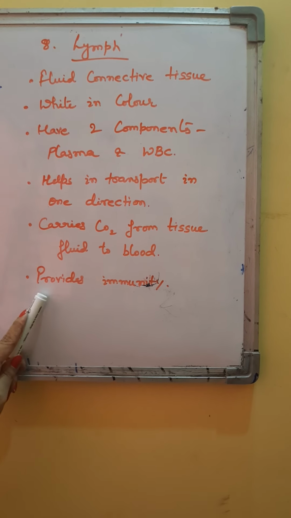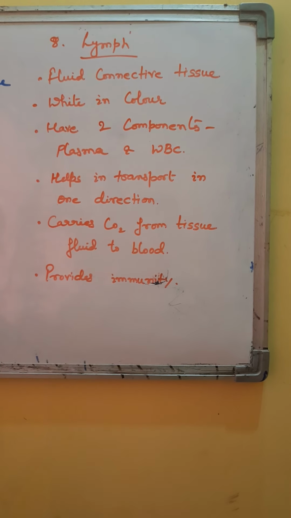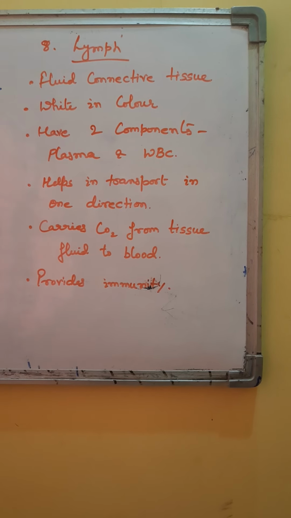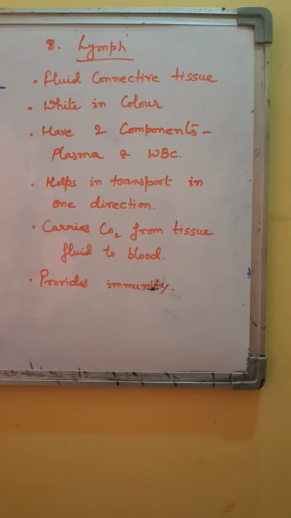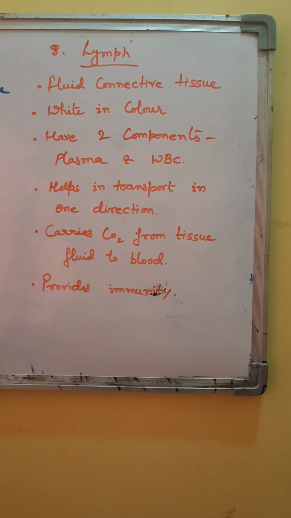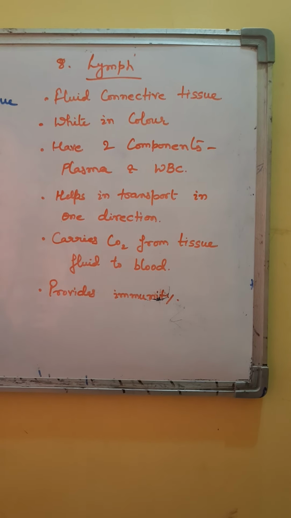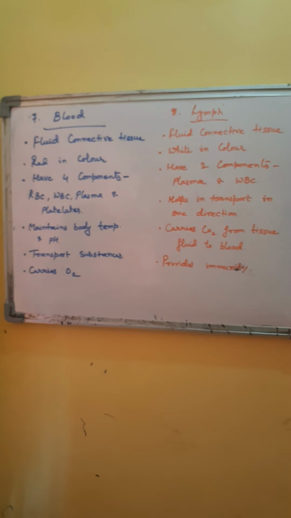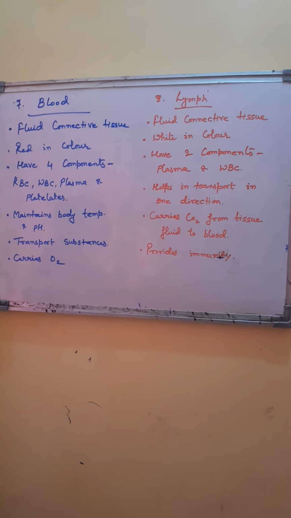The basic function of lymph: it has WBC and it provides immunity. It is a very important part of the body's immune system. It provides immunity and it kills microorganisms present in the body. So these are the complete 8 types of connective tissue: adipose, areolar, tendon, ligament, bone, cartilage, blood and lymph.